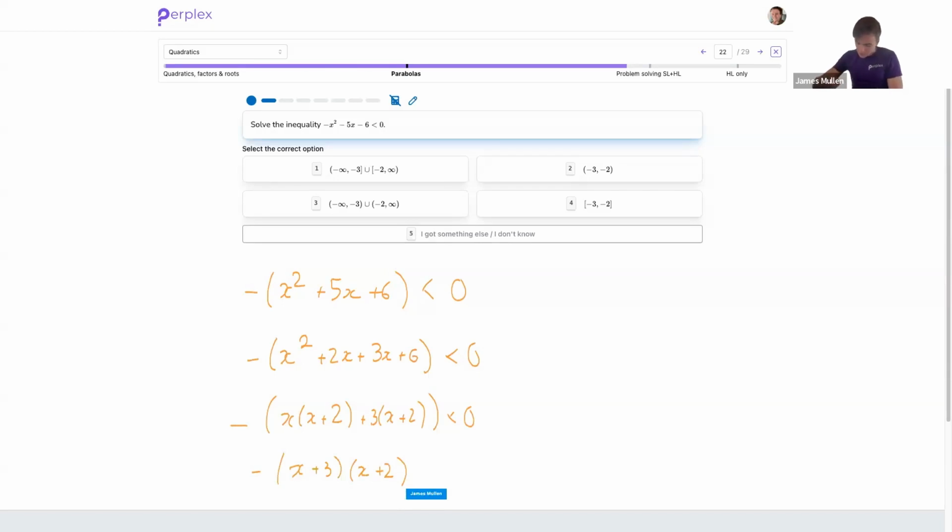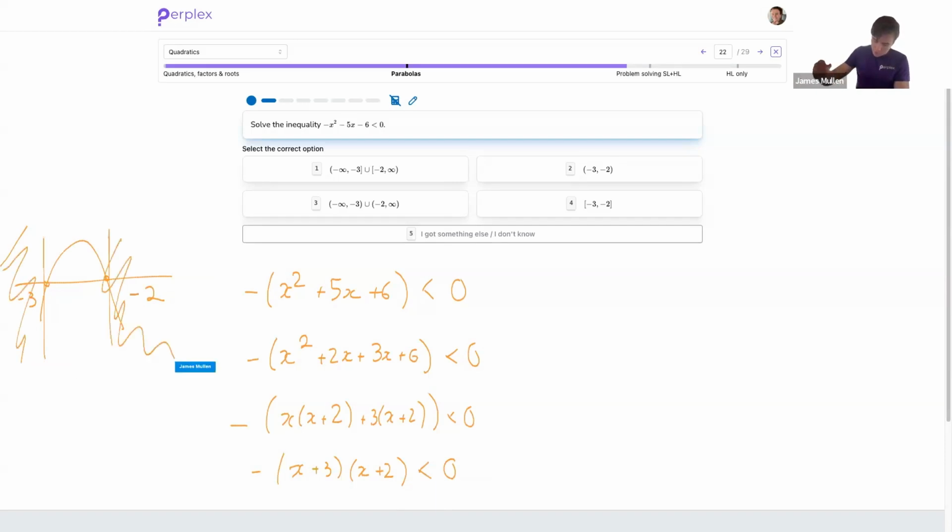And this becomes negative (x plus 3)(x plus 2). Okay, so I now have a concave down parabola, and its roots are going to be negative 3 and negative 2. x plus 3 is 0 at x equals negative 3, and x plus 2 is 0 at x equals negative 2. So I'm looking for this to be less than 0, which means I'm looking outside the roots, right? So I'm in this region or this region. So I have to go from negative infinity up to negative 3, not inclusive, so I'm going to use a bracket like that. And then from negative 2 up to infinity, bracket like that.